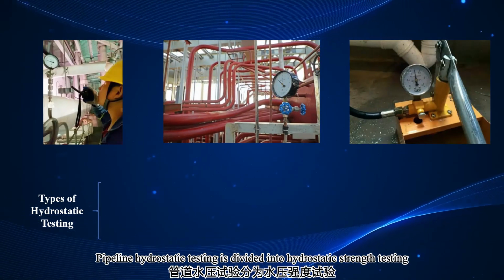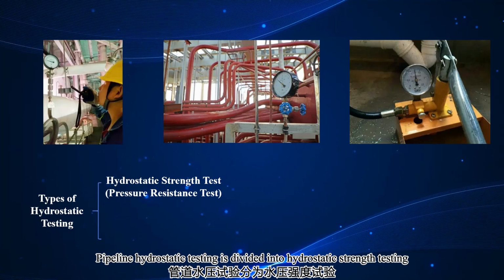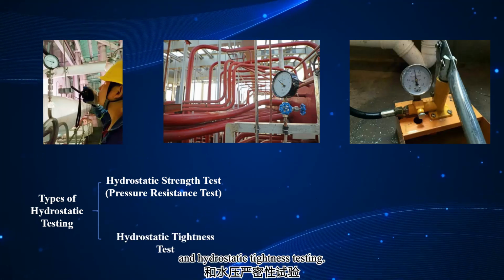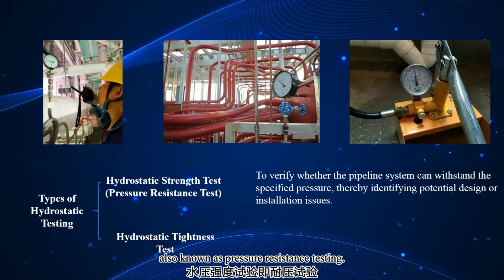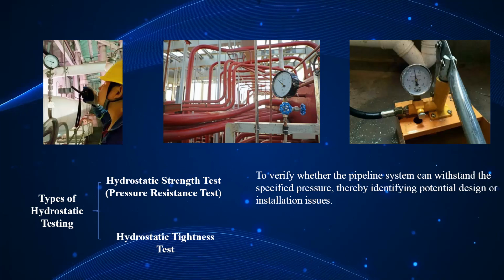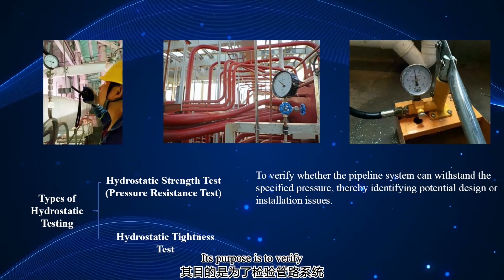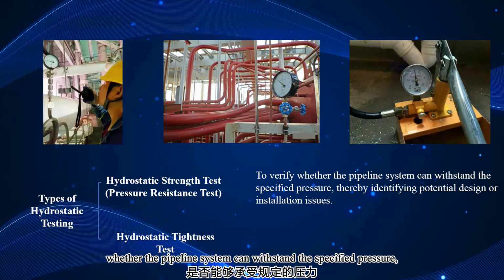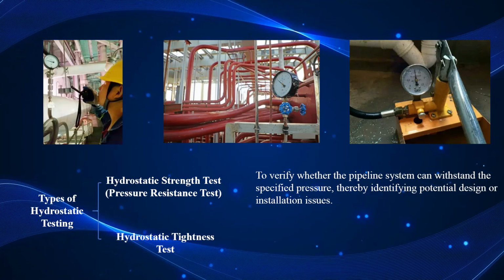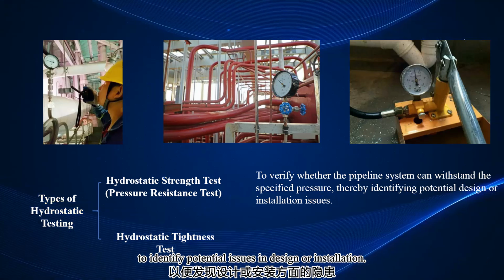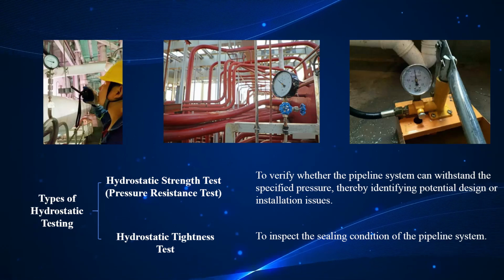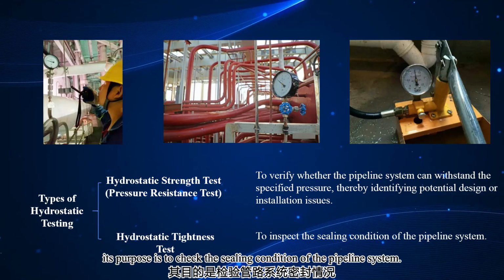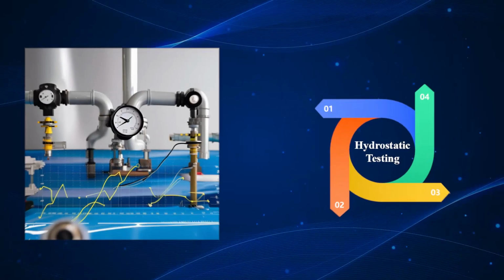Pipeline hydrostatic testing is divided into hydrostatic strength testing and hydrostatic tightness testing. Hydrostatic strength testing is also known as pressure resistance testing. Its purpose is to verify whether the pipeline system can withstand the specified pressure, to identify potential issues in design or installation. Hydrostatic tightness testing. Its purpose is to check the sealing condition of the pipeline system.